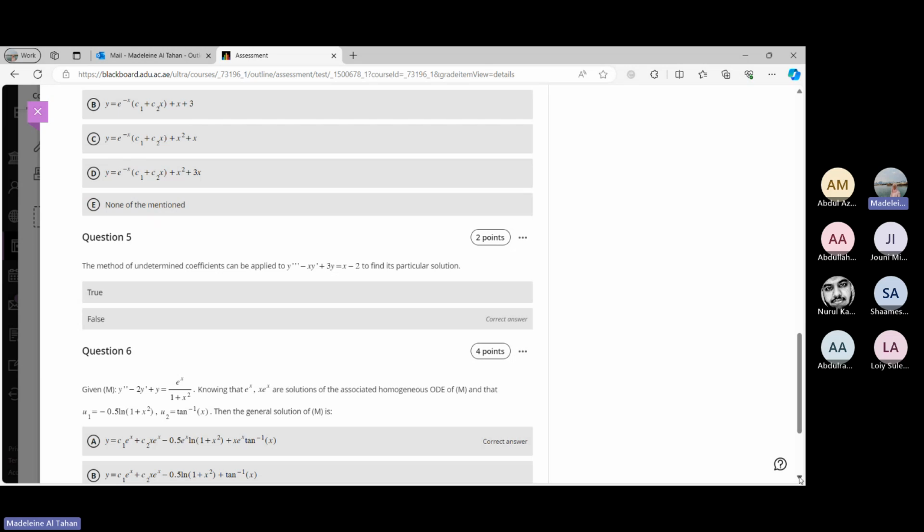By the way, if you want to solve this one, what's the easiest method? Variation of parameters.